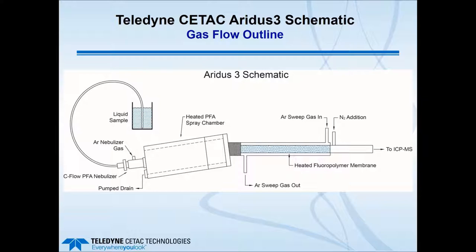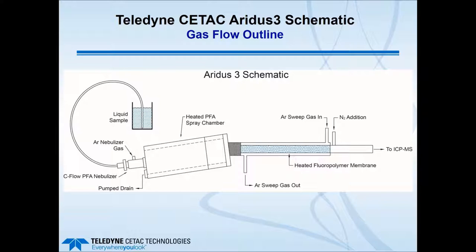So moving into the system then, you see the hashed blue area, and that depicts the heated fluoropolymer membrane, which is porous. Of note is we have something called an argon sweep gas, and this gas comes into the back end of the membrane and moves towards the front of the system around the outside of the membrane. And we're going to use that, and the term we use is countercurrent flow, meaning it's flowing in the opposite direction of the nebulizer gas to help remove any solvent vapor that permeates through the porous membrane, and we'll remove that to vent. After the blue shaded area then, will come our dried sample aerosol.